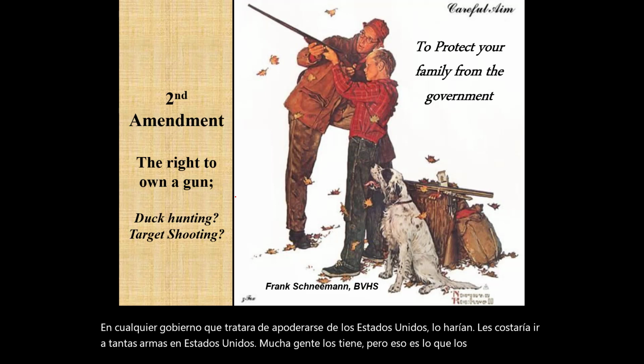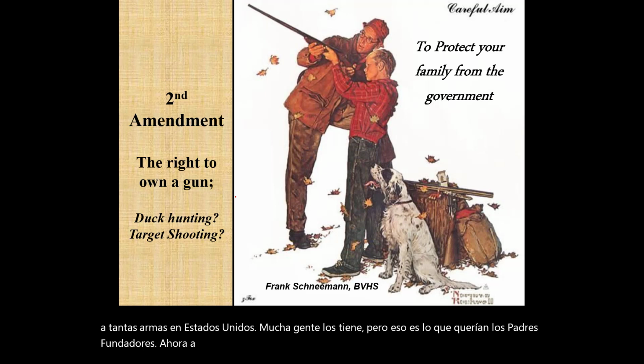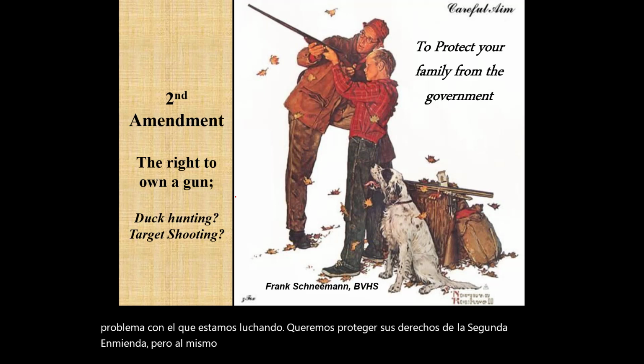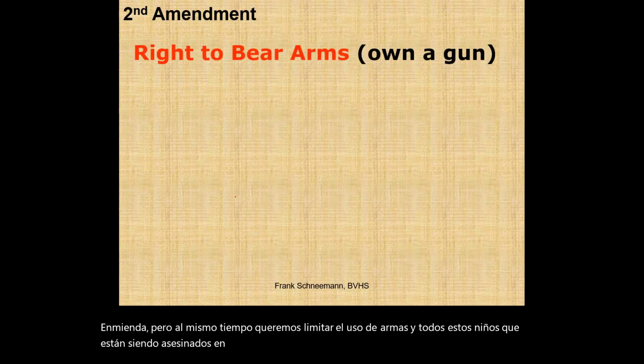Now, sometimes limitations have to be put on, especially in modern times. A lot of kids are getting killed with guns, but that's a problem, an issue that we're struggling with. We want to protect your Second Amendment rights, but at the same time, we want to limit the use of guns, and all these kids that are getting killed in the inner cities. It's just terrible. So the Second Amendment is the right to bear arms. That's what owning a gun means.